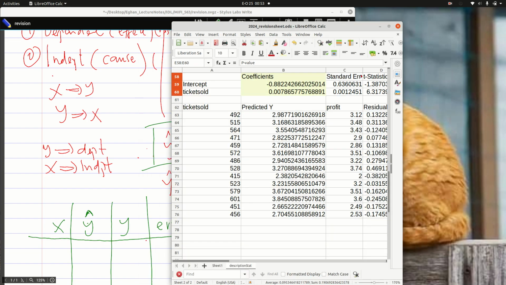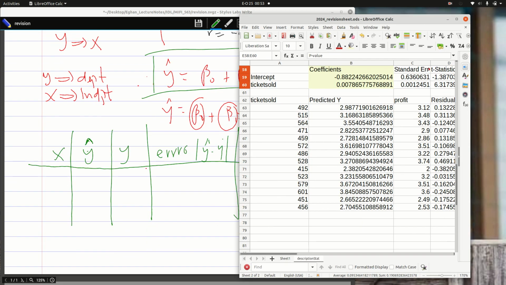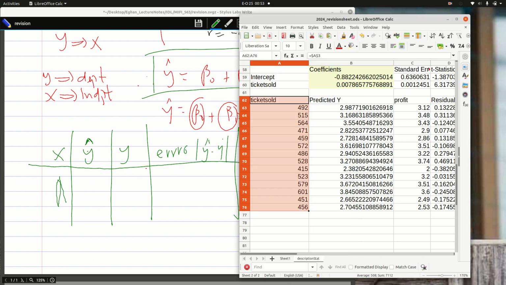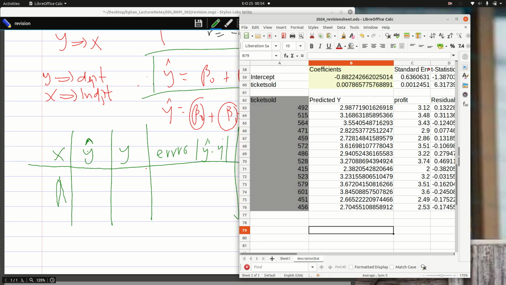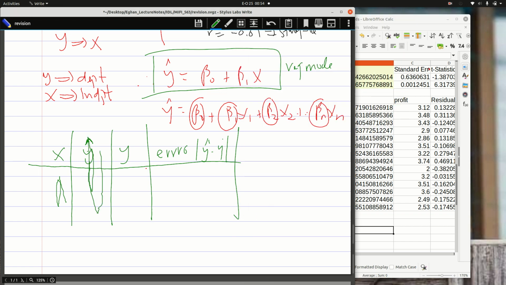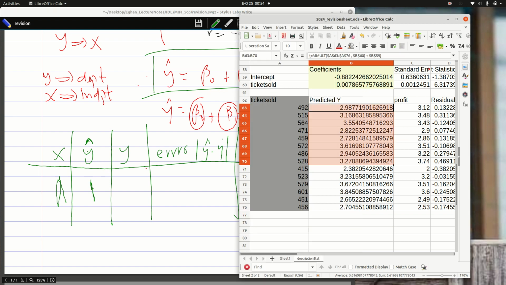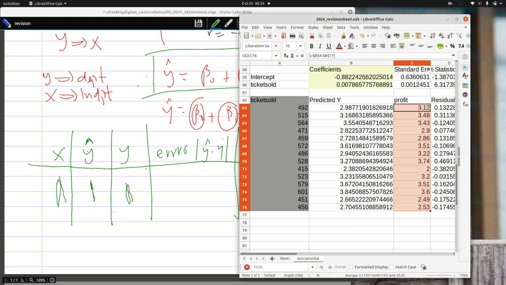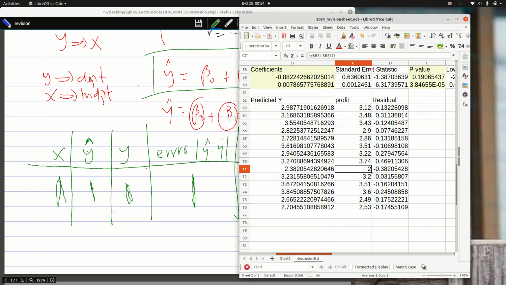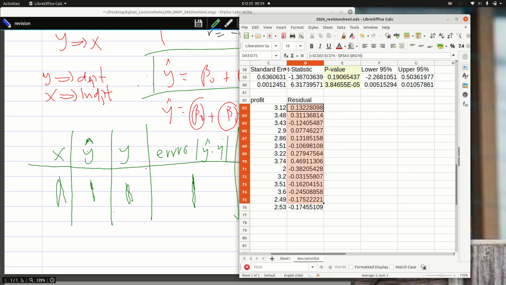So my x here is the first column, the tickets sold. That is my independent variable. Predicted y is my y hat here, which in my Excel is this whole column. My y is the actual profit, which is this column. The error margin here is what I have here. And so that is it.